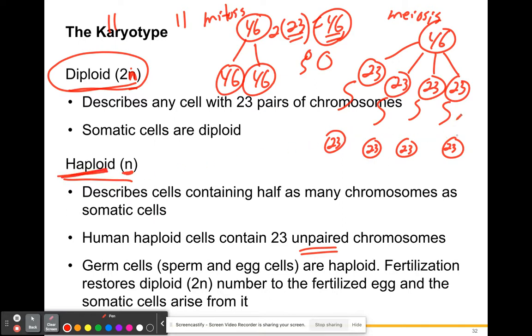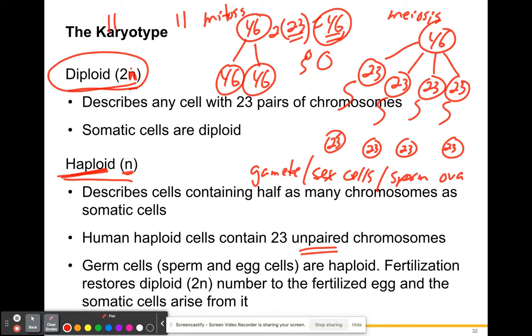So these cells, these gametes, these sex cells, we can call them anything we want. Not anything, but gametes, sex cells, sperm for male, ova for female. Okay, gamete, sex cell, sperm, and ova. These are all unpaired haploid cells.